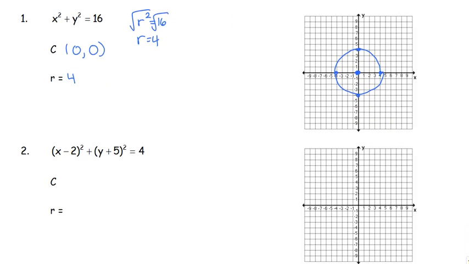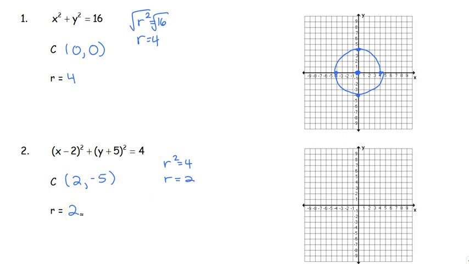Number 2, we've got a little bit more going on. We see that we have numbers being subtracted and added from our x's and our y's. So this time our center is going to be at 2, negative 5. Just like any other equation we've had for our absolute value, for our parabolas, when it's inside of the parentheses, it's going to be the opposite of what you see when you bring it out. So the minus 2 is going to be a positive 2. The positive 5 is going to be a negative 5. And that 4 is our r squared. So if r squared is equal to 4, then our radius in this case is going to be 2.